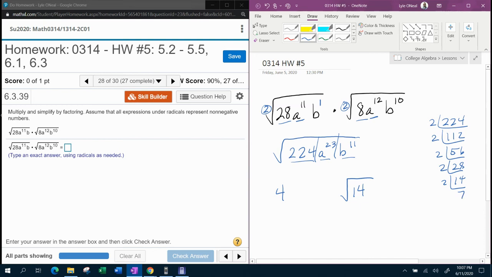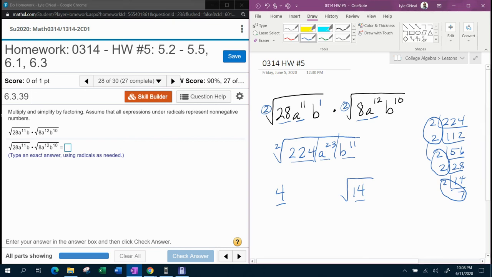Again, the index is 2, and that means if I have 2 of a kind, I can bring one out. So we've got 2 pairs of 2's, which means I can bring out 2 2's, and 2 times 2 is 4. That gives us the 4. And notice what I have left over is a 2 times 7, which is 14. So again, that's just another way that you can simplify the square root of 224 manually.